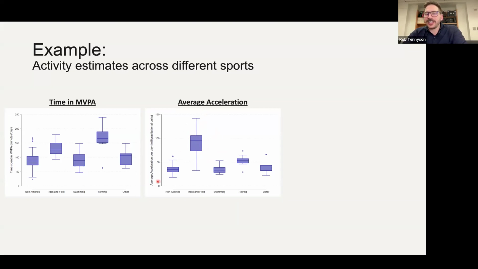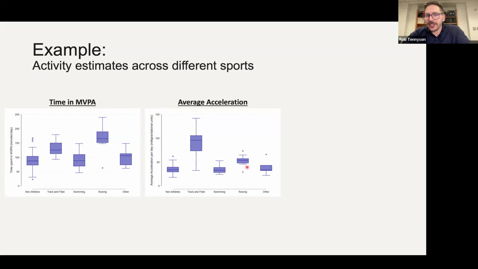And the y-axis here is not time in minutes, it's milligravitational units on average. So once again, this gets to why MVPA is much more easy to communicate to people, because I actually do not know if I could tell you what 100 milligravitational units on average feels like. But as you can see, depending on which one of these two measures of general physical activity you use, you get two very different stories when you're comparing different sports or just people doing different behaviors.